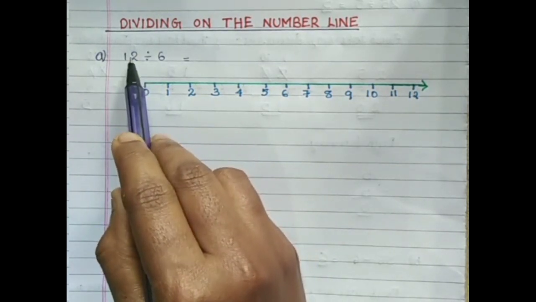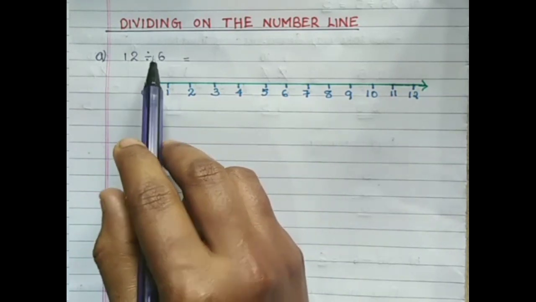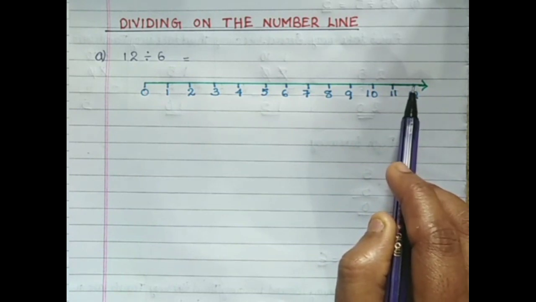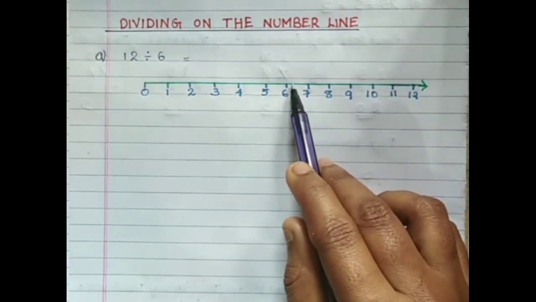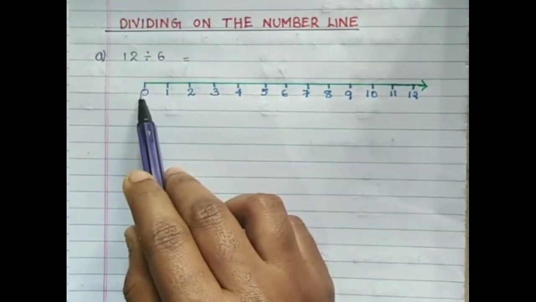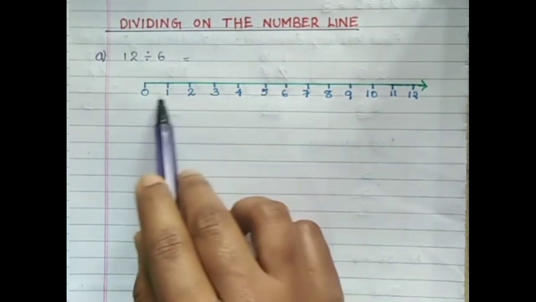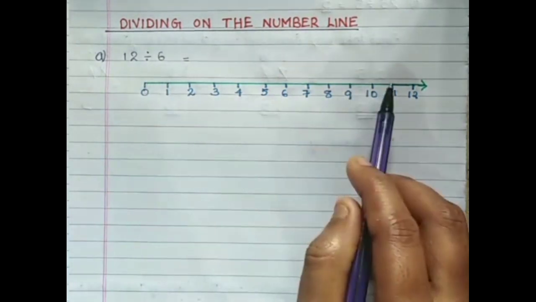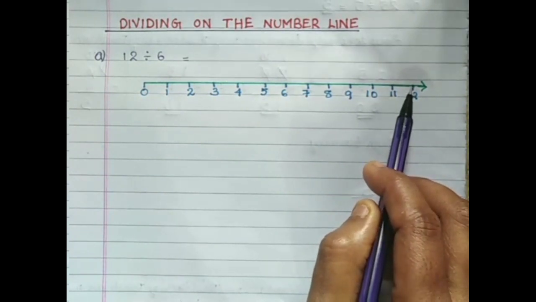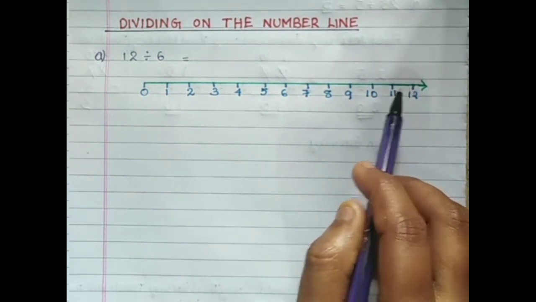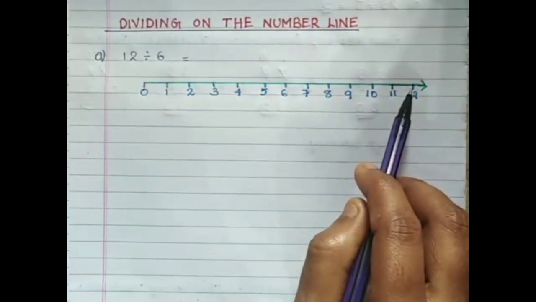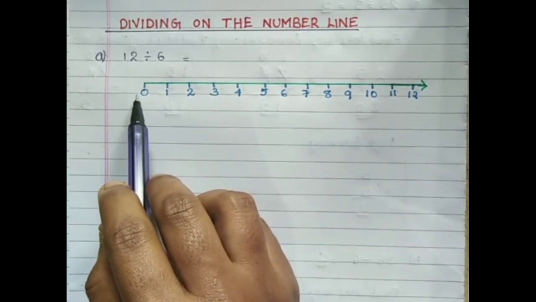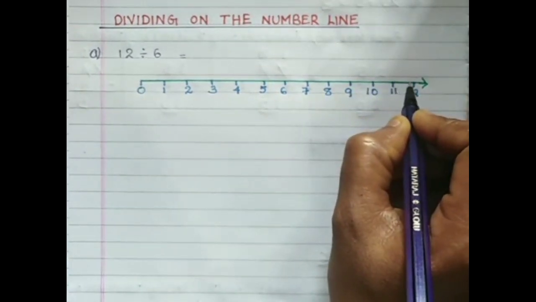Here we should divide the number 12 by 6 on the number line means starting from the number 12 on the number line, we should skip jump 6 numbers backward till we reach the number 0. I repeat, to divide 12 by 6 on the number line means starting from the number 12, we have to count backward 6 numbers and skip jump 6 numbers backward till we reach the number 0. So children, let's start.